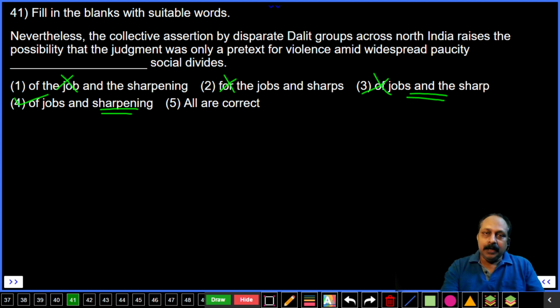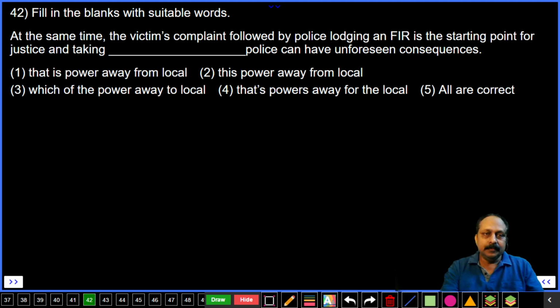Nevertheless, the collective assertion by disparate Dalit groups across North India raises the possibility that the judgment was only a pretext for violence amid widespread paucity of jobs and sharpening social divides. "Ongoing": the verb is in present continuous tense. Answer is the fourth option.